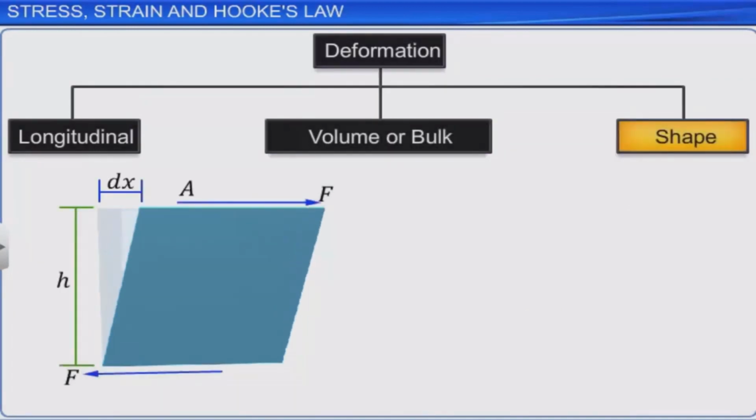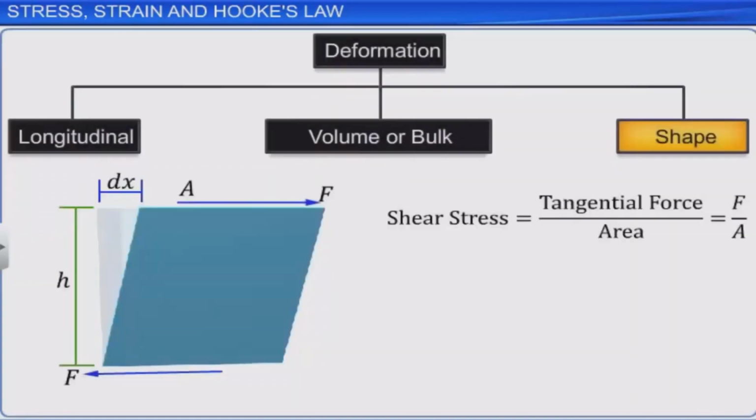When the deforming forces are a pair of equal and opposite forces applied tangentially to a pair of opposite end faces of a body, the shape of the body is distorted, and the stress generated is called tangential stress or shear stress. Shear stress is measured as the applied tangential force F divided by the area of the face A.